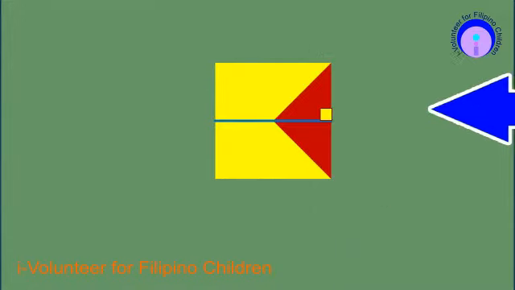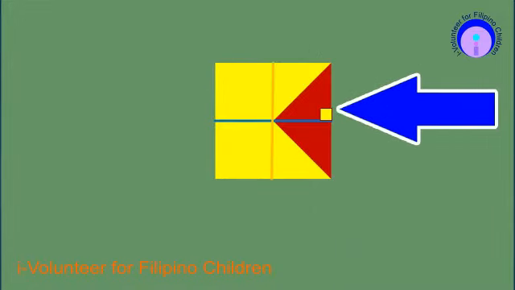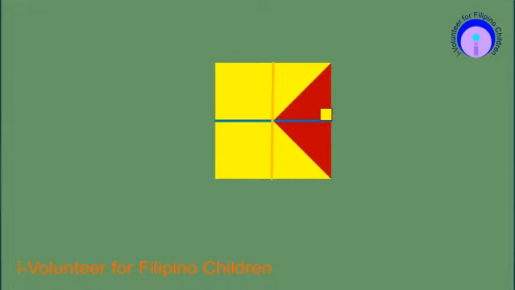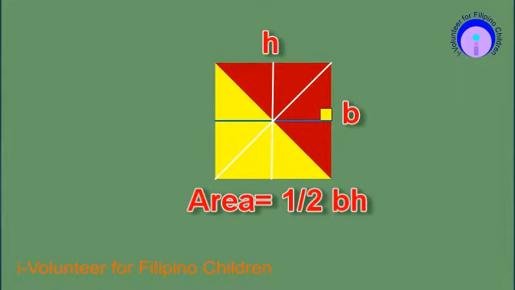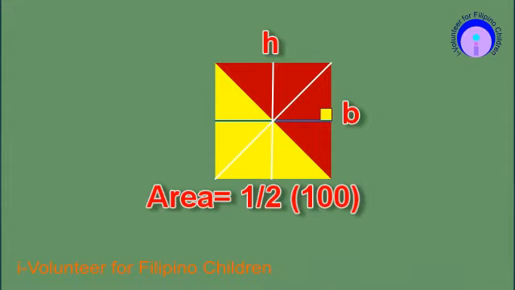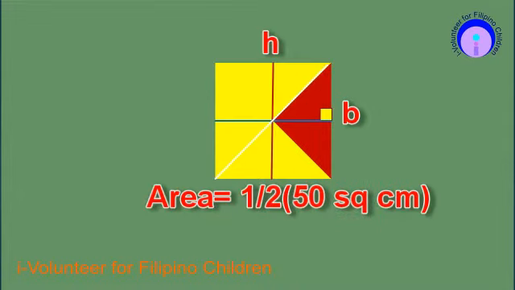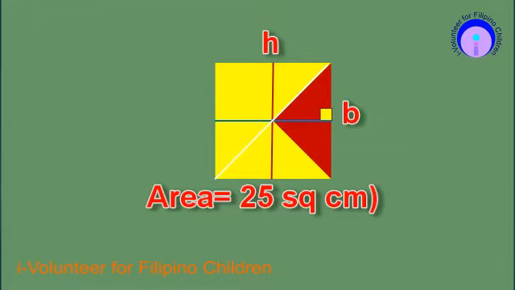Next step is to find the area of the red shaded part. To get the half of the area of the square, we will create a triangle, a right triangle. Now let's get the area of the triangle. 1/2 of 100 is equal to 50. Therefore, 1/2 of 50 square centimeter is equal to 25 square centimeter.